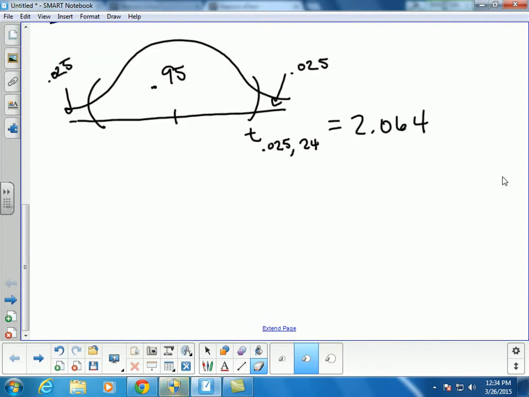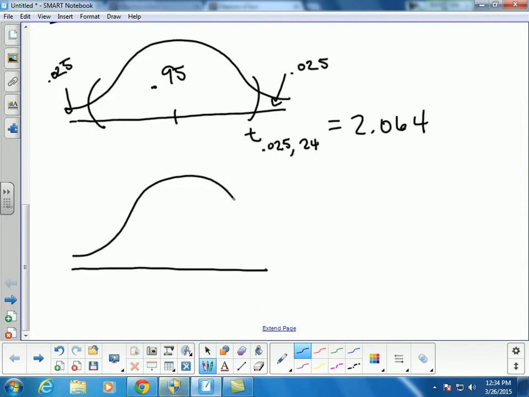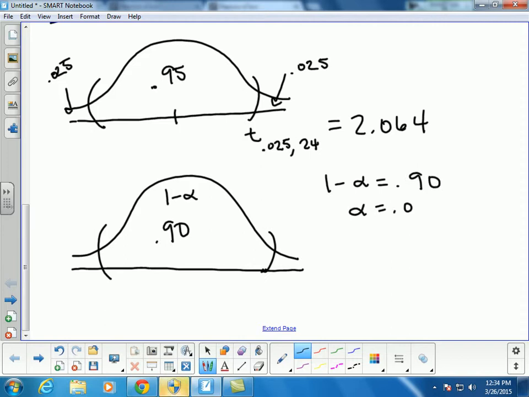If we do another example and we want to look at, let's say, a 90% confidence interval, therefore we know that this is 1 minus alpha, right? 1 minus alpha is 0.90, therefore alpha is 0.10, so alpha over 2 is 0.05. Okay, so this amount here is 0.05 and this amount here is 0.05.